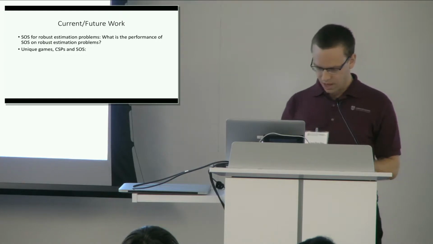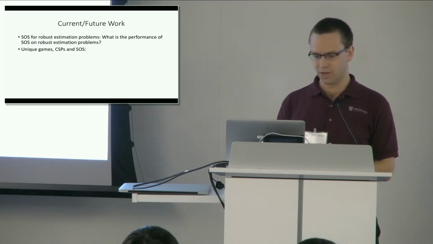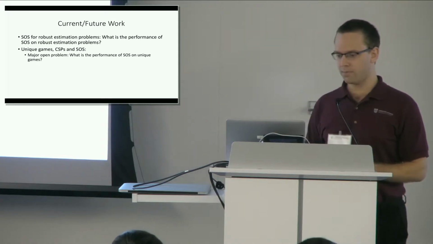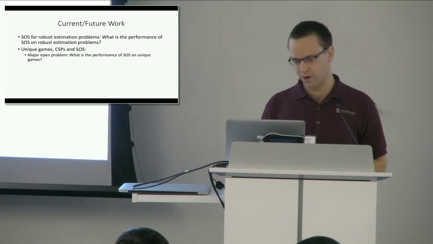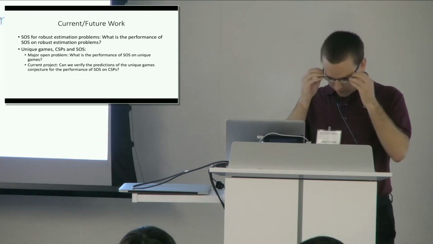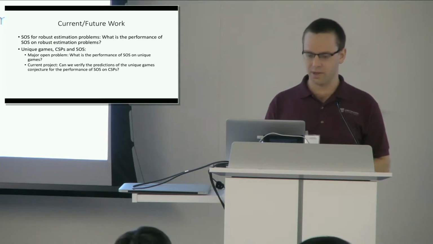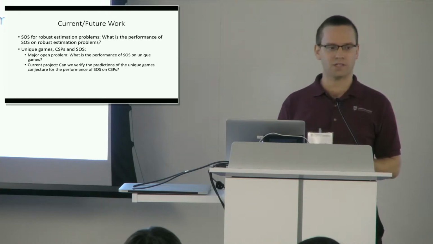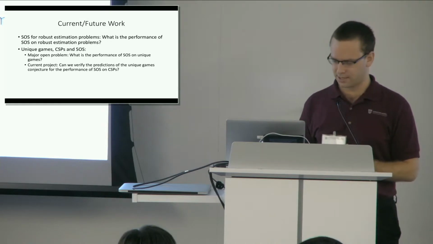Another topic is unique games, constraint satisfaction problems, and sum of squares. A major open problem is what is the performance of sum of squares on unique games? And a question I know people are currently thinking about is can we verify the predictions of the unique games conjecture for how SOS performs on CSPs?